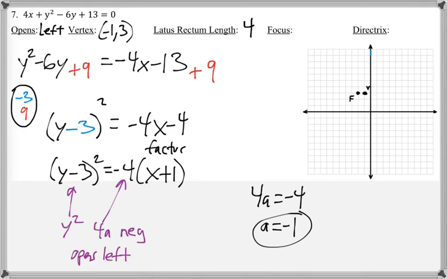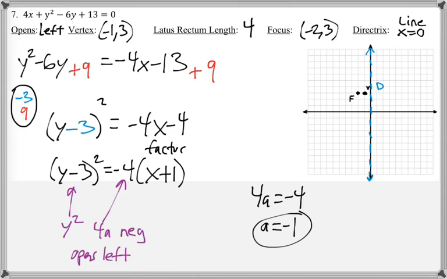And it's going to be like that. And what's my directrix? So my focus is negative 2, 3, and my directrix is the line x is equal to 0.